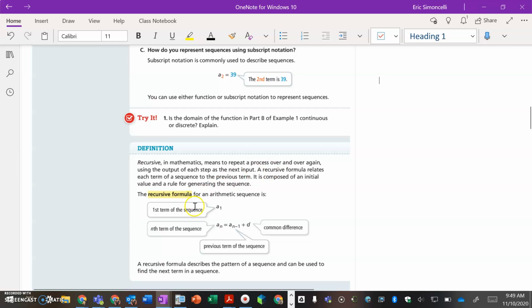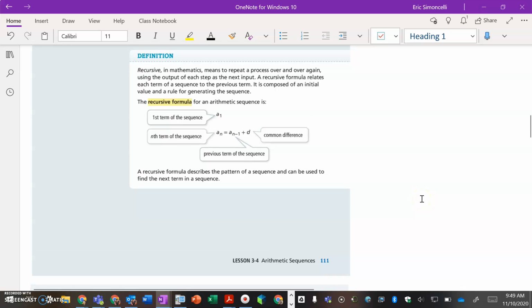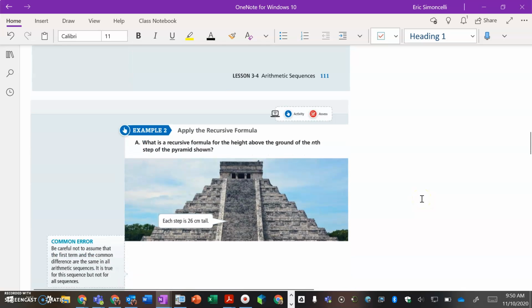Recursive formulas or rules. This is a formula they were describing. I'll also call it a rule sometimes, but recursive formulas are great because you can find the next term if you know the previous term. If you have a sub 4, you can find a sub 5. Again, a recursive formula describes the pattern of a sequence and can be used to find the next term.